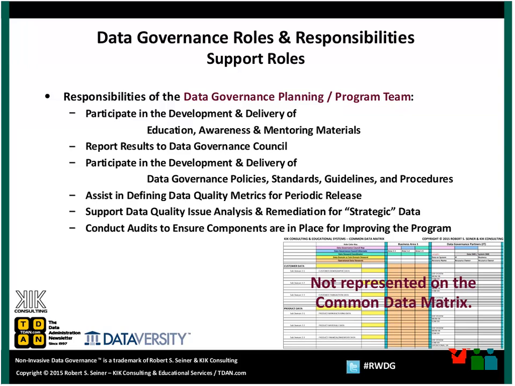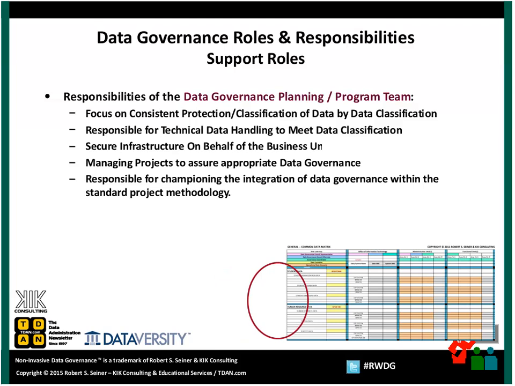They're involved in supporting data quality issue analysis and remediation for data that's strategic by nature that gets escalated again to the strategic level of the roles and responsibilities, which is the Data Governance Council. They conduct audits to ensure that the components are in place for continually improving the program. The Data Governance Planning Team, I would go out online and say that your program won't be successful unless you have somebody that has the responsibility for doing all of these things. So those people are the Data Governance Team or the Data Governance Planning Team, which evolves into a program team.